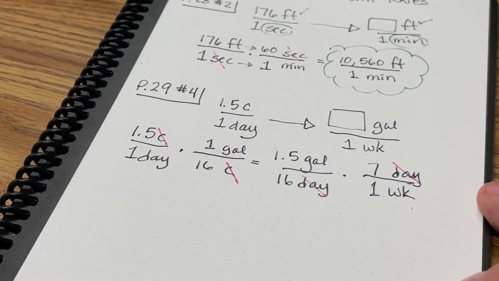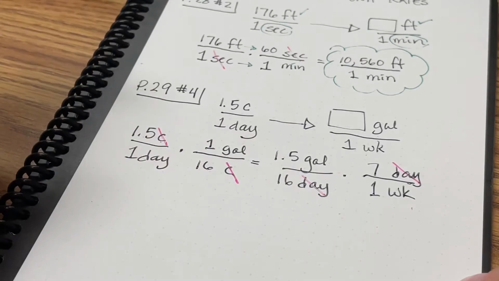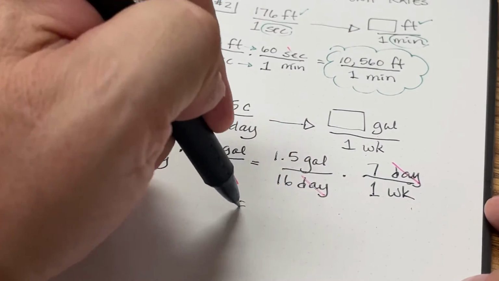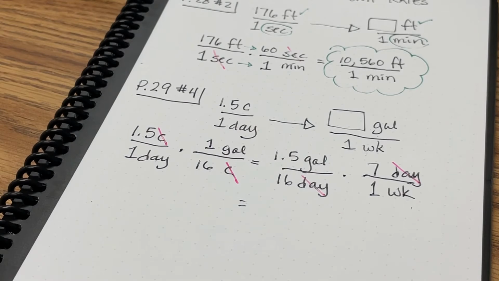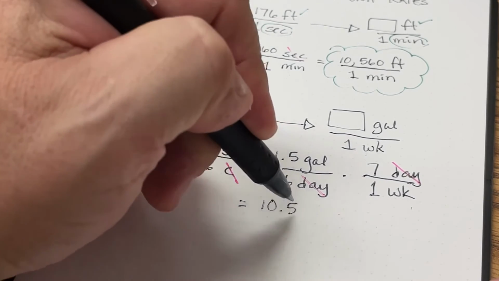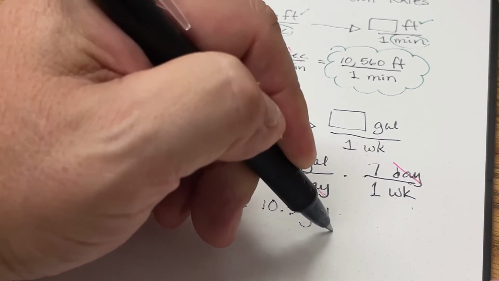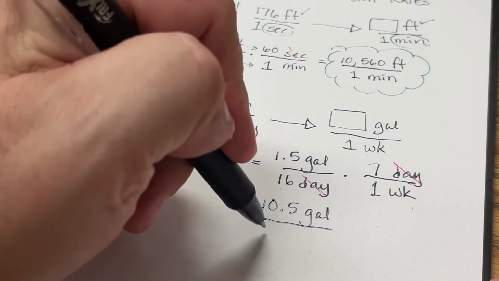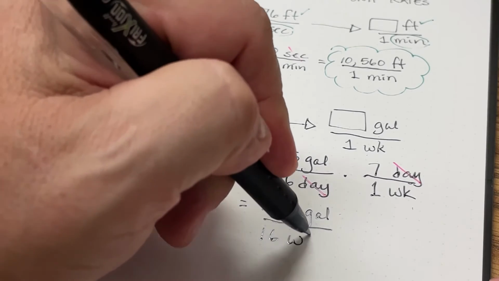So if I start to simplify this, my days are going to cancel each other out. And so now I'm going to multiply those across, and I'm going to get 1.5 times 7. Oh, I don't know what that is. So 1.5 times 7 equals 10.5. So 10.5 gallons over 16 times 1 week, so that'll be 16 weeks.